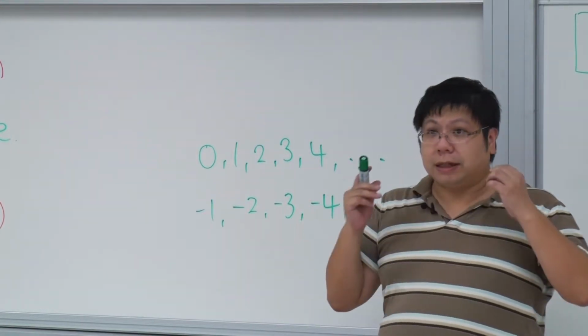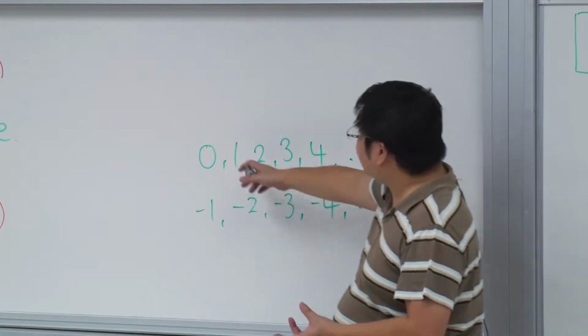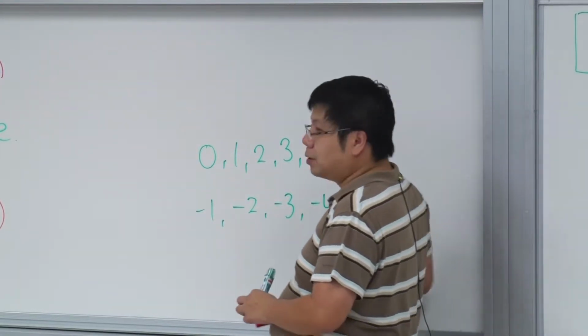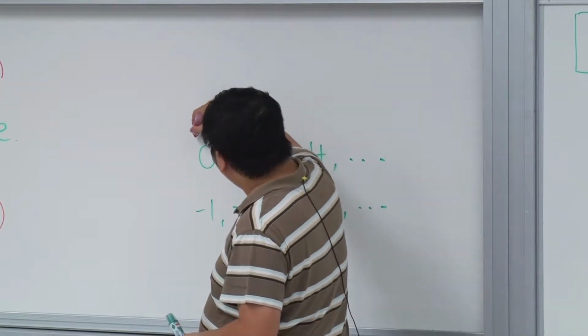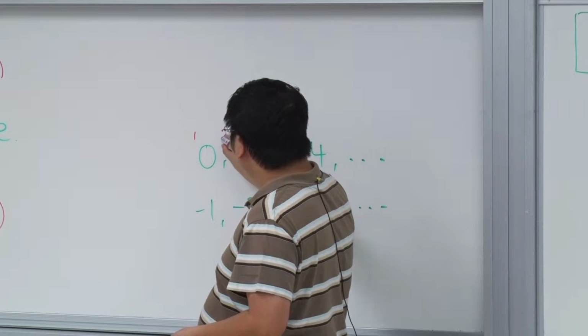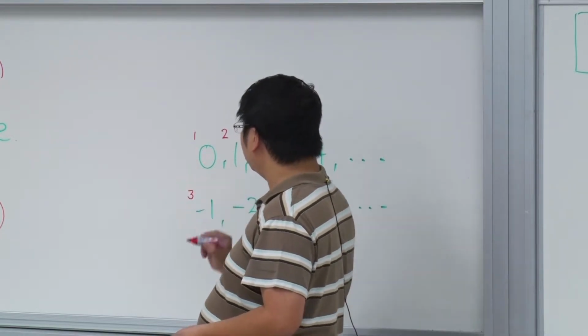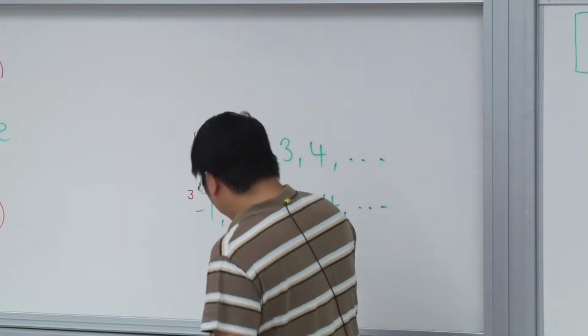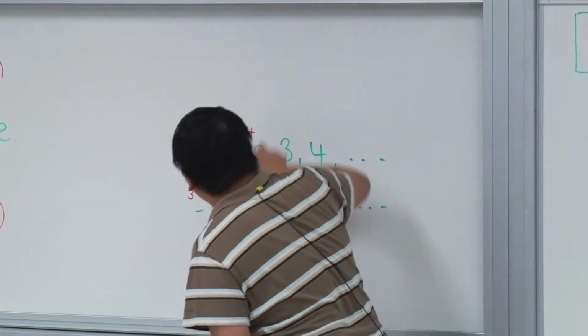As long as you can describe how you are going to list out the items here, then you are telling me what the correspondence is. One way to do this is, let's list out 0 first, and then list out 1, and then list out -1, and then list out 2, and then list out -2, and so on. But actually, it is much easier. Let's do this.